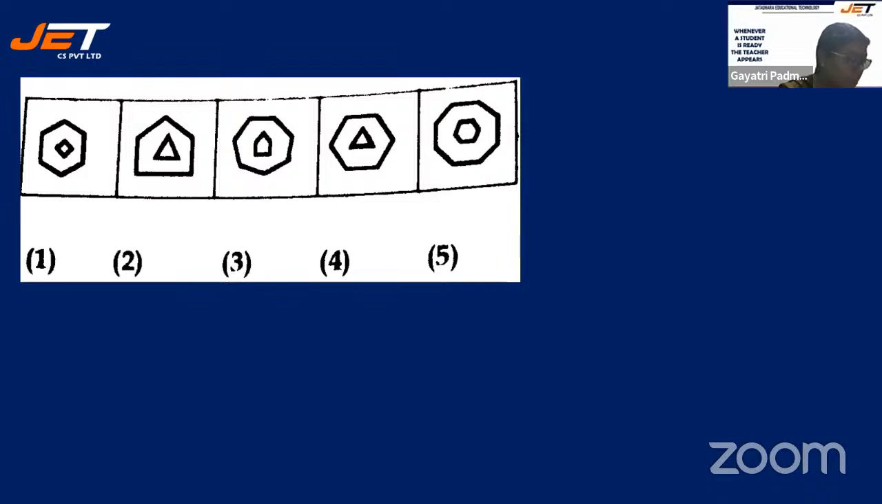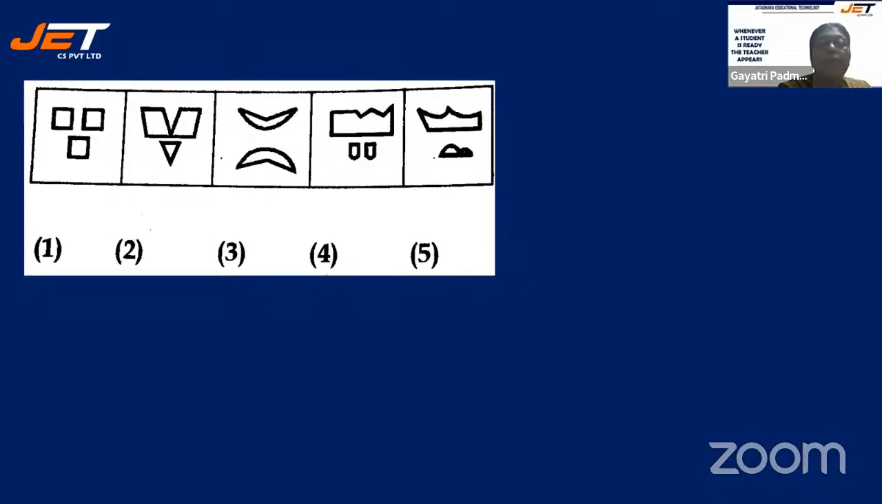Let's move to the next question. We have option 1, 2, 3, 4, and 5, which is the odd one out. This also you'll be able to do, I'm sure. A simple one. Is it option 1, option 2, option 3, option 4, or option 5?